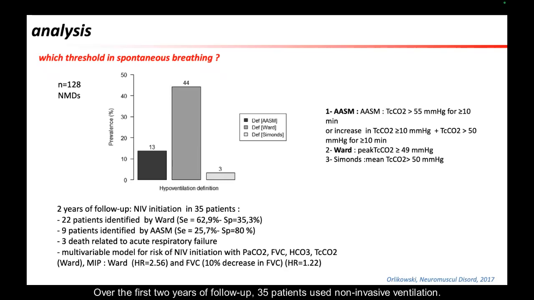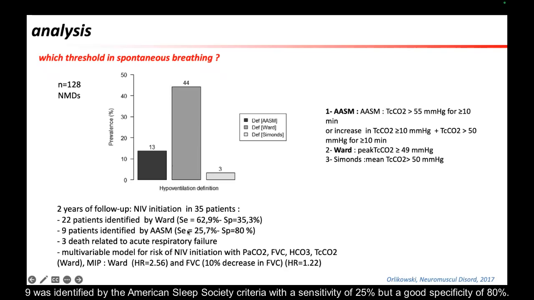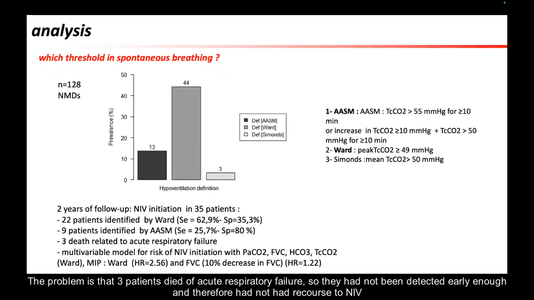Over the first 2 years of follow-up, 35 patients used non-invasive ventilation. 22 had been identified by Ward's criterion, that is with a sensitivity of 63% and a specificity of 35%. So, as I was saying, a sensitive criterion, but not very specific. 9 were identified by the American Sleep Society criterion with a sensitivity of 25%, but a good specificity of 80%. The problem is that 3 patients died of acute respiratory failure, so they had not been detected early enough, and therefore had not had recourse to NIV.